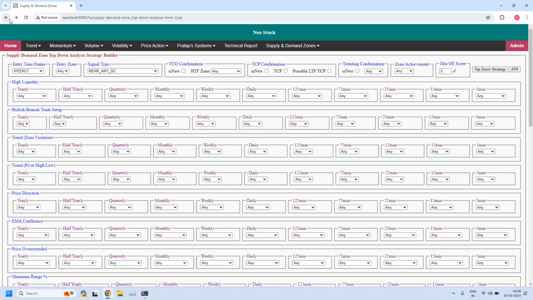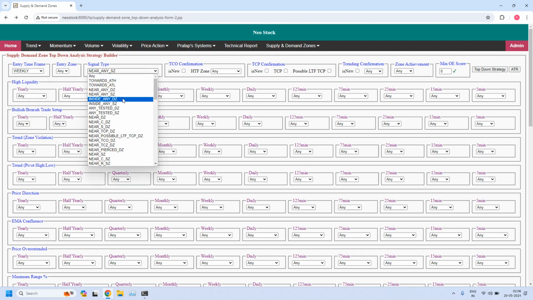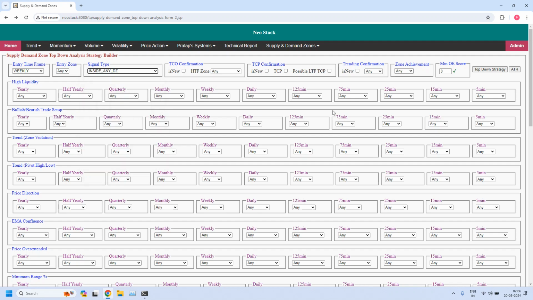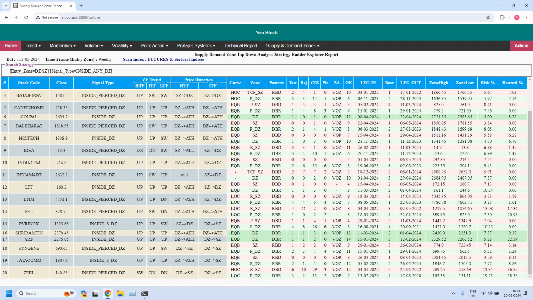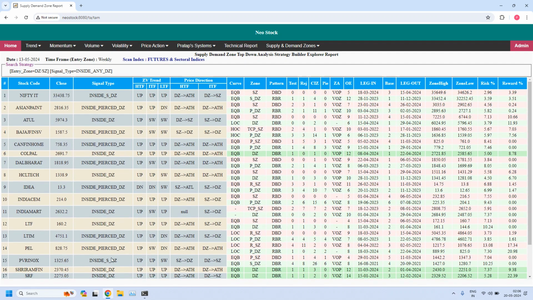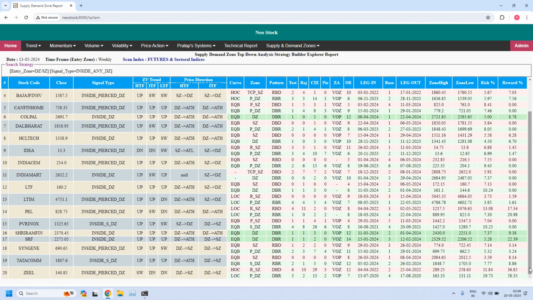So let me go back. For weekly time frame, let us find the stocks where price closed inside weekly demand zone. We have around 20 stocks filtered. This is the first 17 stocks. Let me scroll down. So total 20 stocks where price closed inside weekly demand zone.